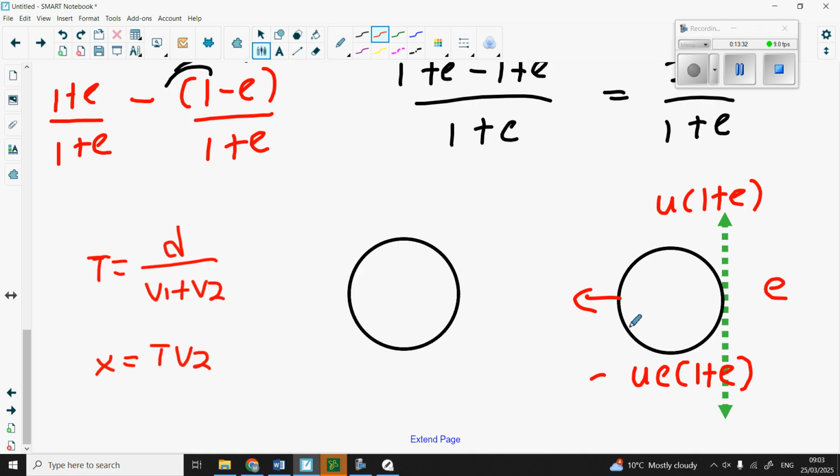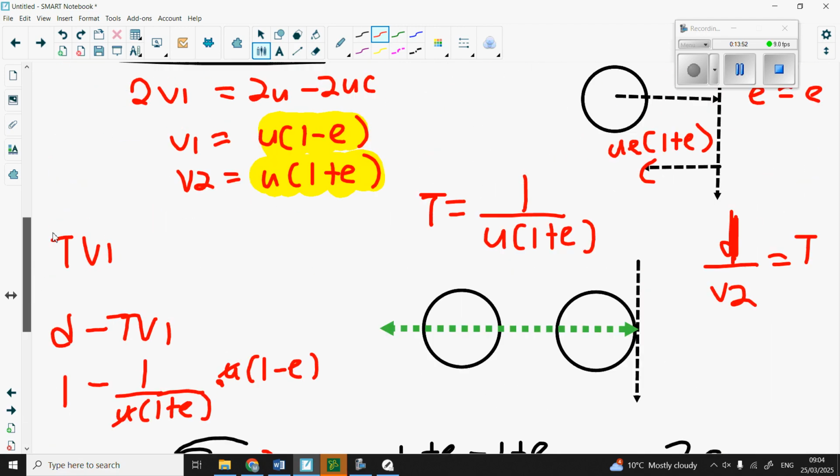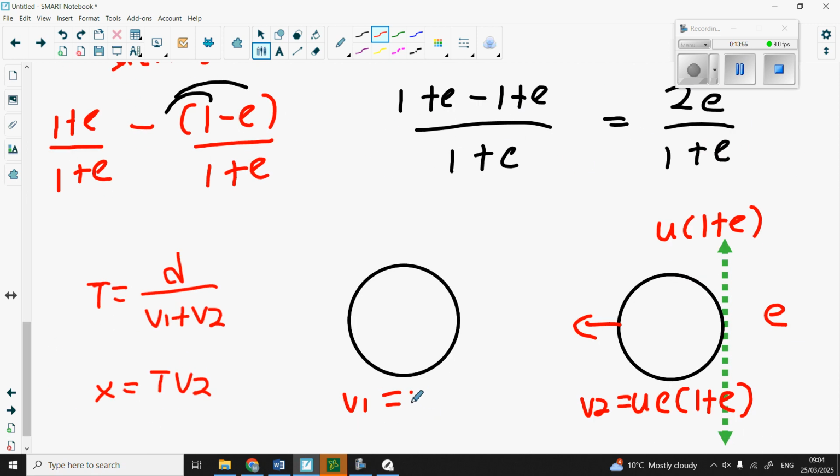I'm not worried about it being negative. Can anybody tell me why I'm not worried about it being negative? I'm just doing the 5 plus 6 trick. Take them both as positive and add them together. That's what I'm doing here. So ue(1 plus E). What's this? So that's v2. What's v1? I think we had it earlier. u(1 minus E). Is that right? And that's going towards it.